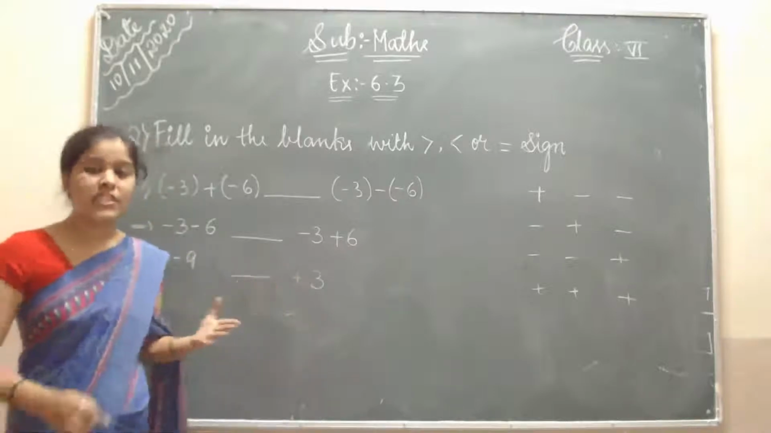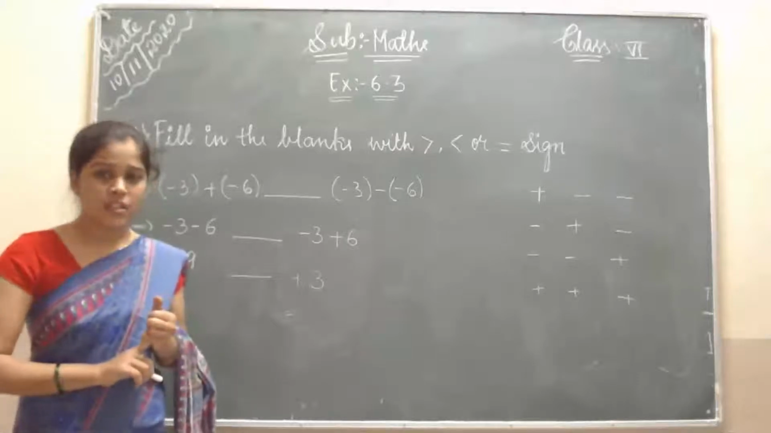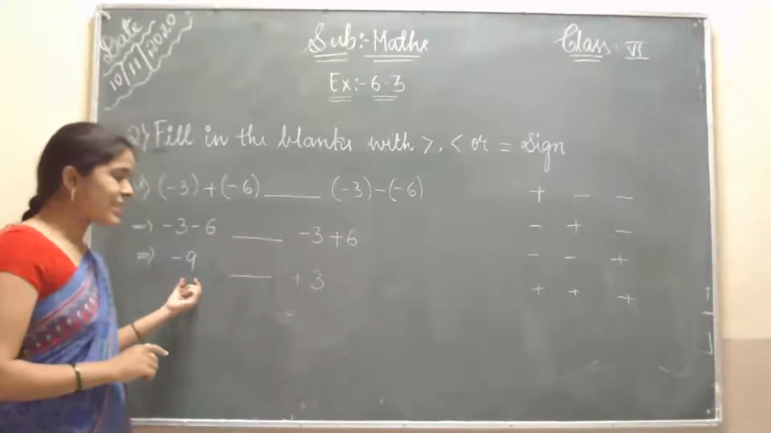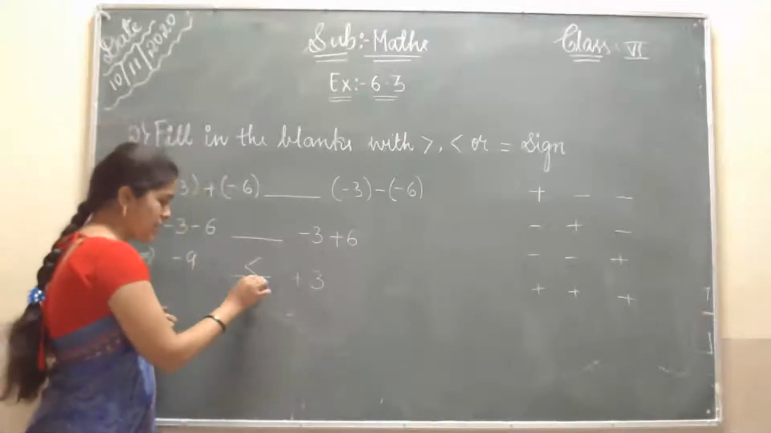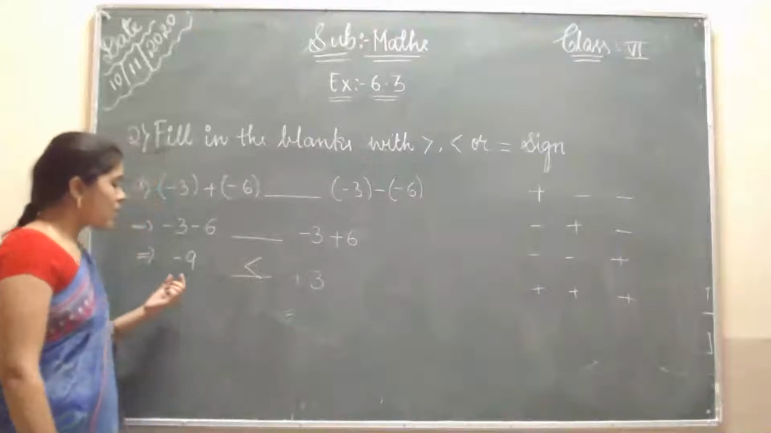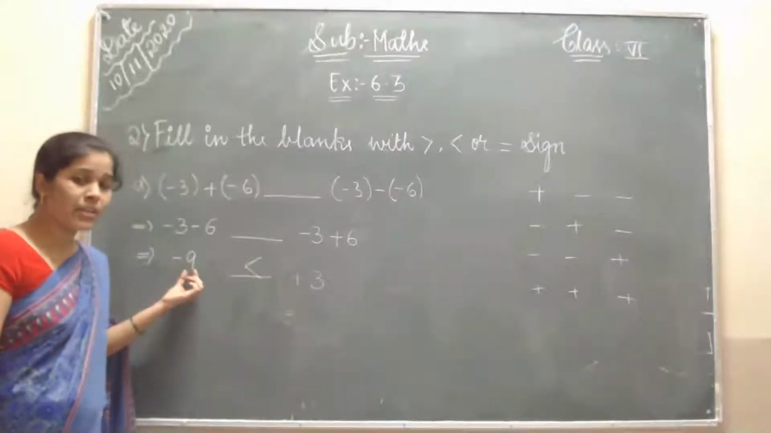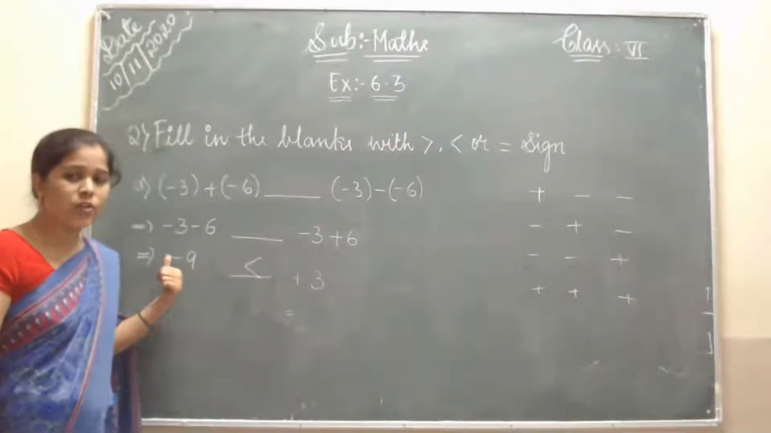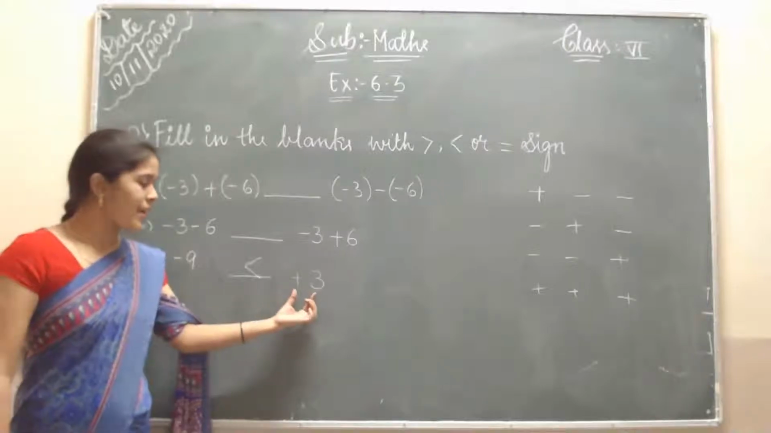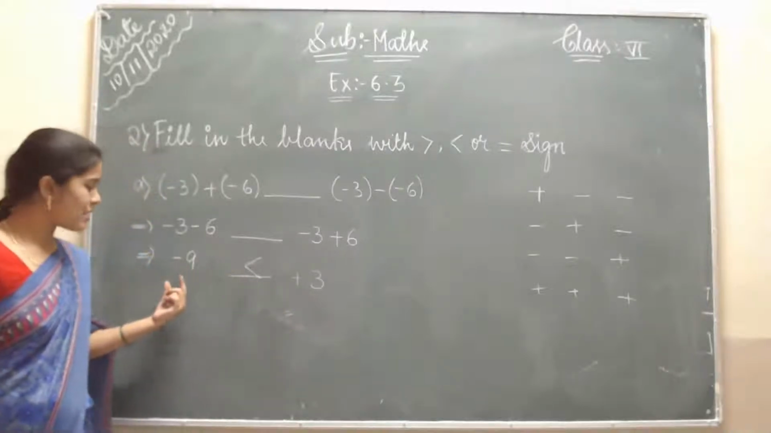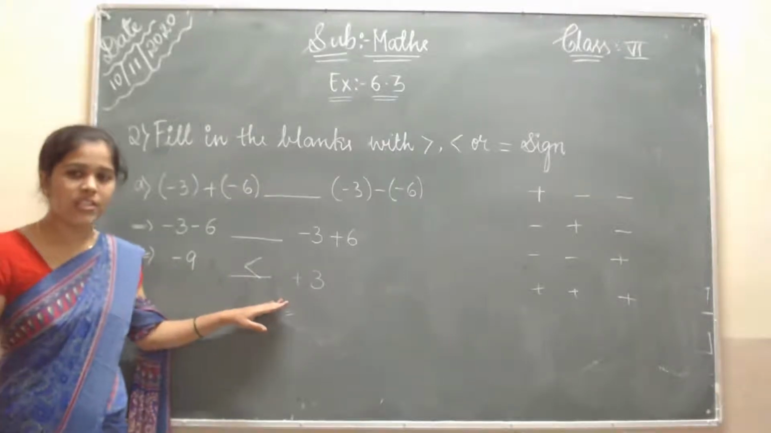In this, which is greater? Which sign do I have to put here? Whether minus 9 is greater or 3 is greater? Yes, 3 is greater than minus 9, because the digits are compared, 9 is the greater digit, but here there is a negative sign. Negative is always less compared to positive numbers. So plus 3 is greater than minus 9. So this sign we have to substitute in this blank.